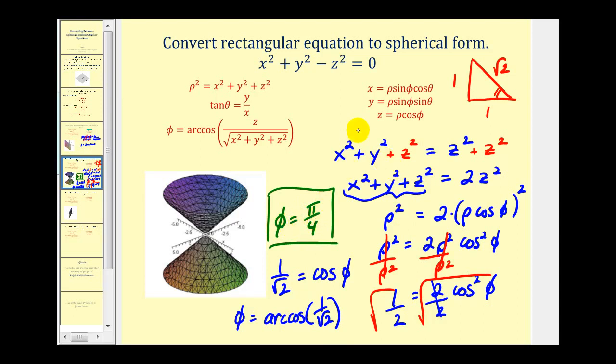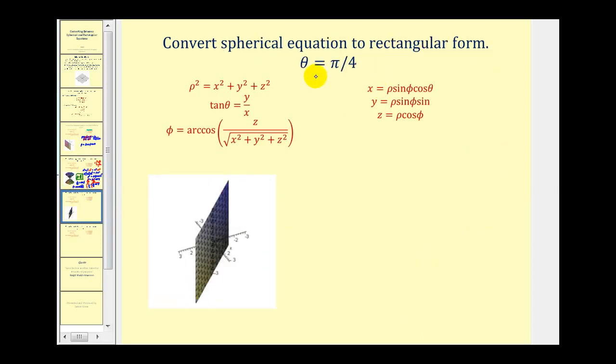Now let's take a look at a couple of equations given in spherical form where we want to convert them to rectangular form. So this one's almost like the other one, but this one says theta is equal to pi over 4. So if we use this equation here, where we can replace theta with pi over 4, we have an equation that only contains y and x. So let's go ahead and try that. We would have tangent theta, which is equal to pi over 4. So tangent pi over 4 is equal to y over x.